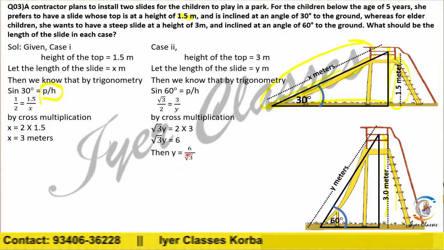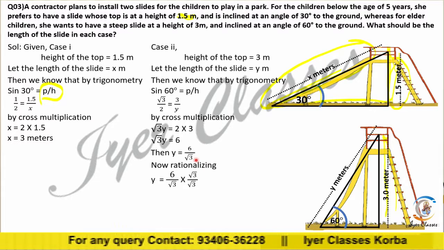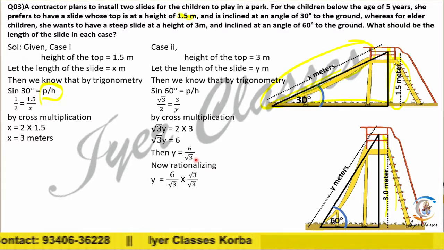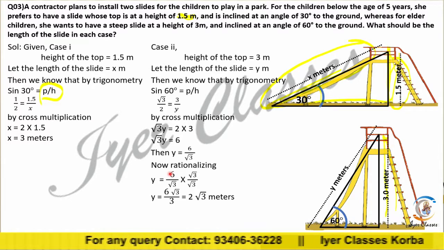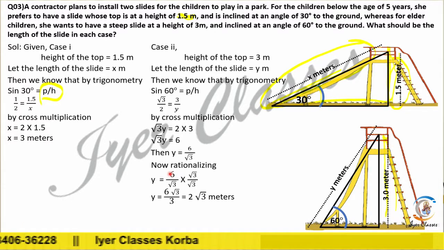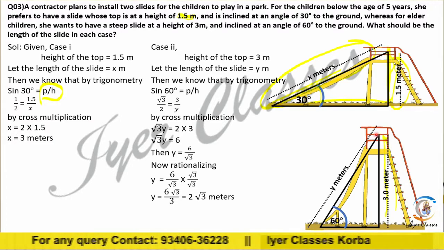You cannot have an irrational number in the denominator. You know it very well, so you have to rationalize it. So, let us rationalize now. On rationalizing, y is equal to 6 by root 3 into root 3 by root 3, because root 3 is the rationalizing factor. So you got it as 6 root 3 by 3. 3 and 6 cancel, so it makes it 2 root 3 meters. So what is the length of the bigger slide for the elder children? It should be 2 root 3 meters.